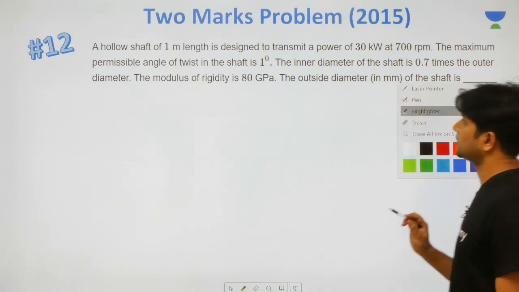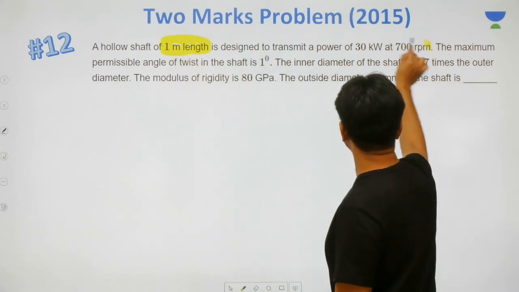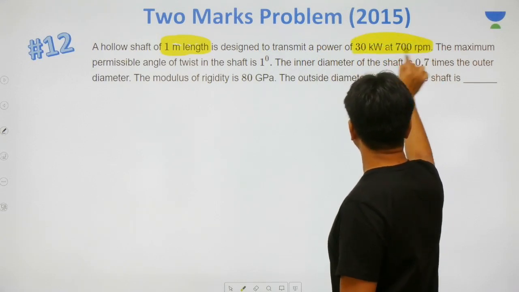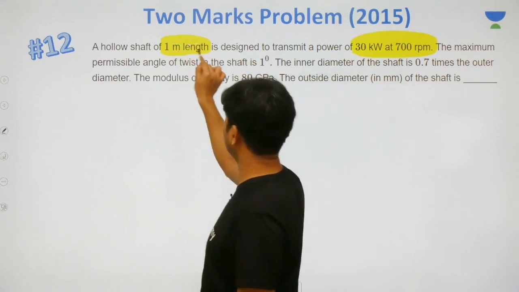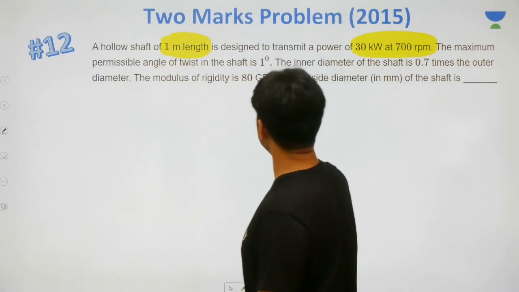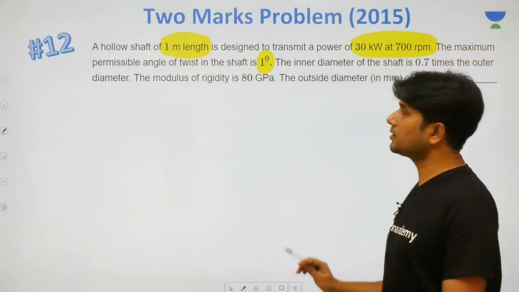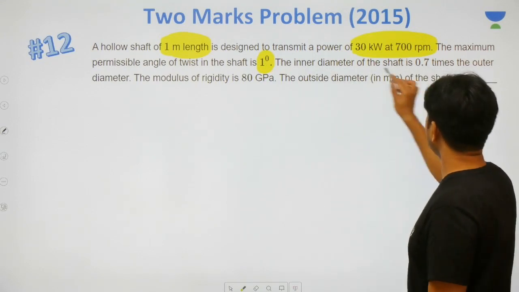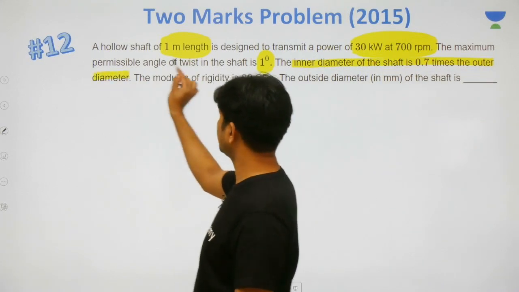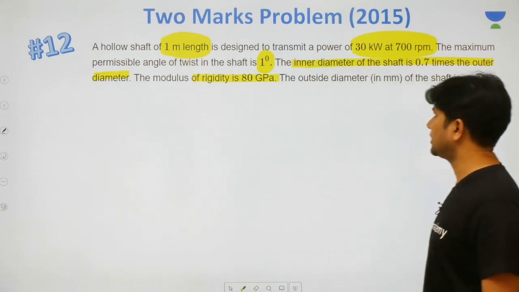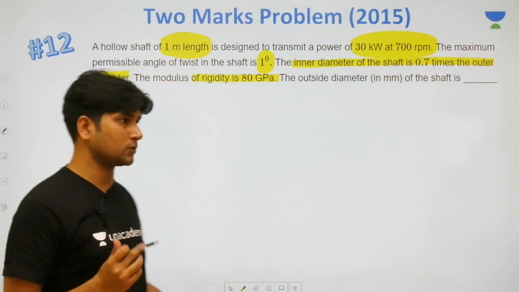This is a problem based on hollow shaft. A hollow shaft of 1 meter length is to be designed for power transmission capacity of 30 kilowatt at 700 rpm. The permissible angle of twist is 1 degree. That's it. The angle of twist cannot be more than 1 degree. Inner diameter is 0.7 times the outer diameter. Modulus of rigidity is 80 gigapascal. Then we will have to calculate the outside diameter of the hollow shaft.